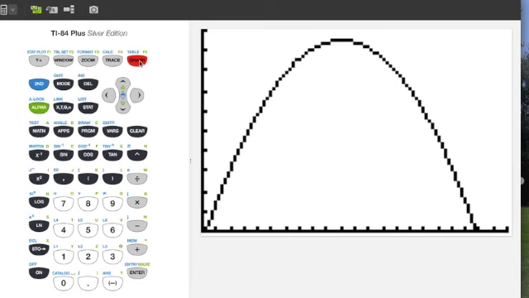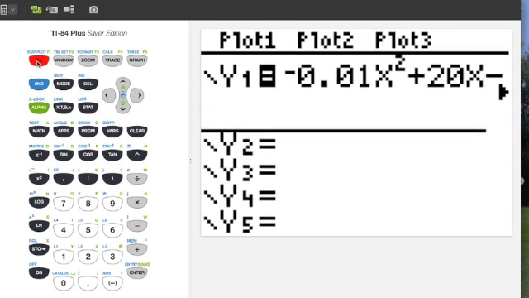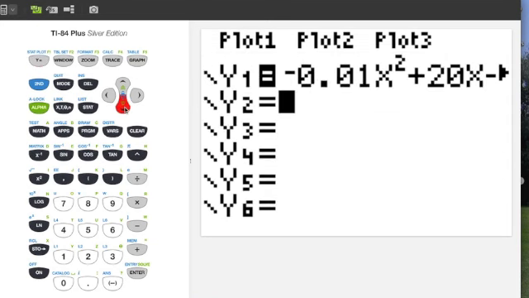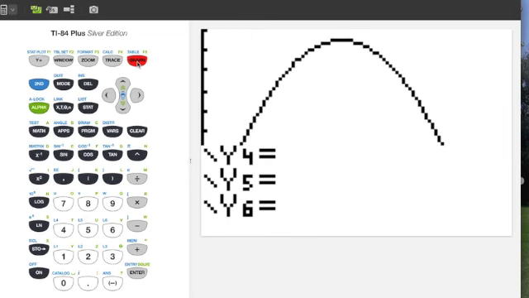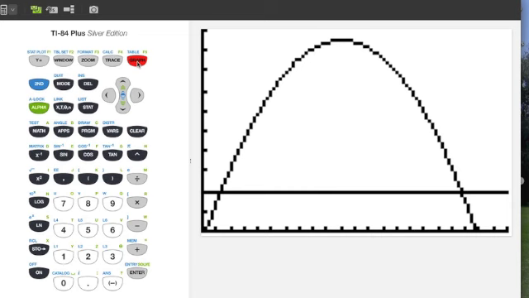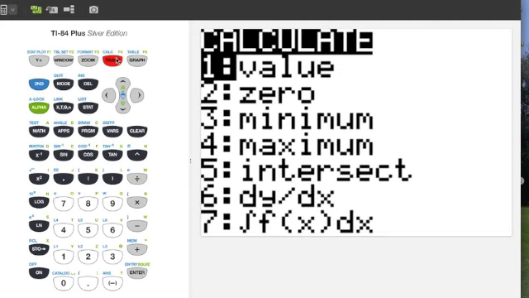Now the question is, we want to find a daily profit of 2,000. Well, profit is our y, so I'm going down here to the next equation and let y equal 2,000. And then if we graph that, we'll find that it intersects the line twice. So when does that happen? Do second trace, which is CALC.